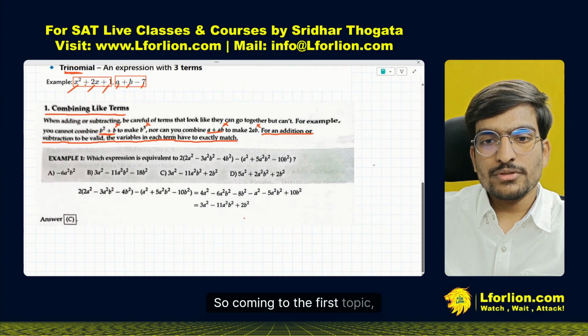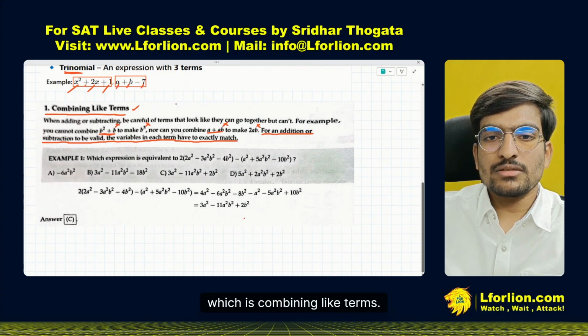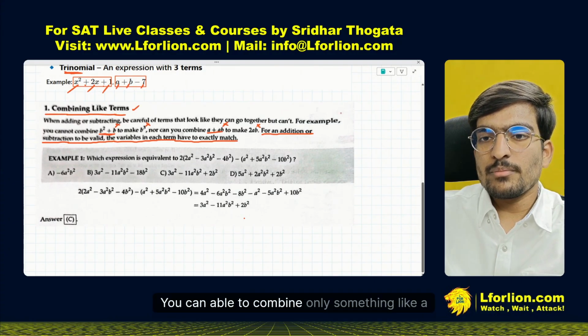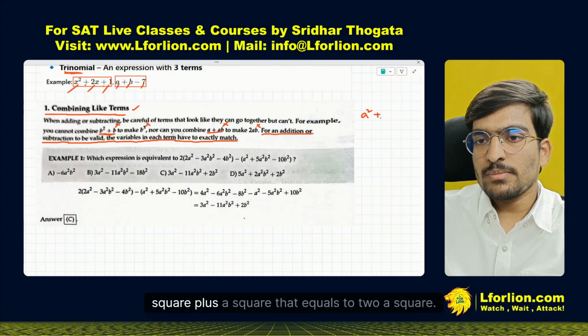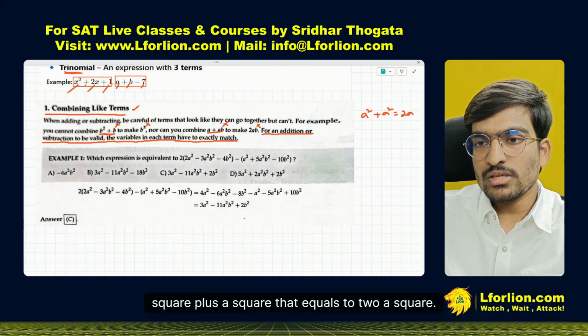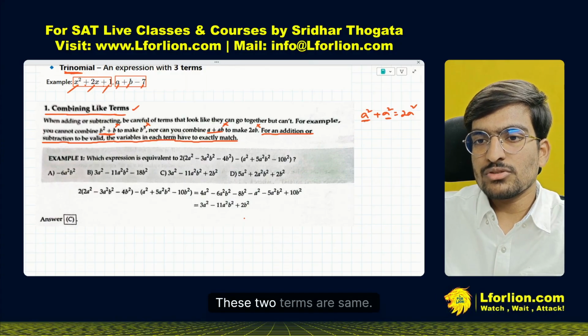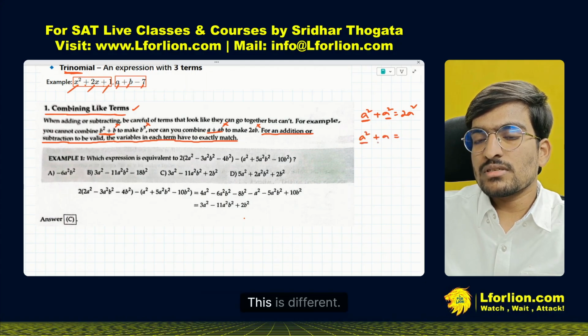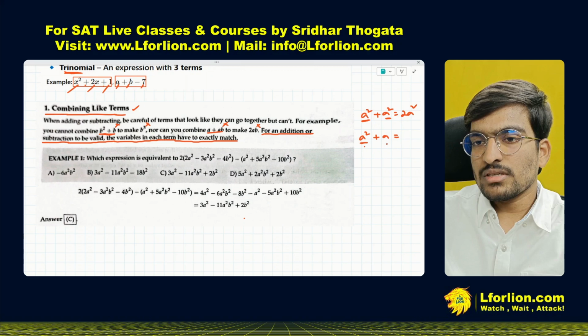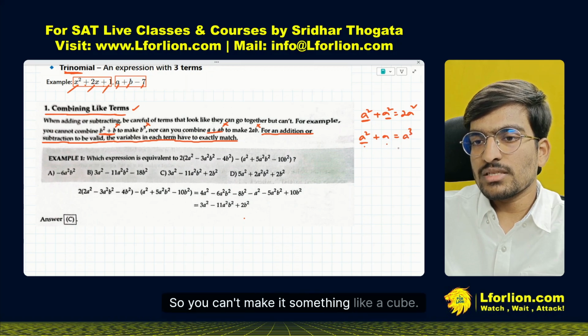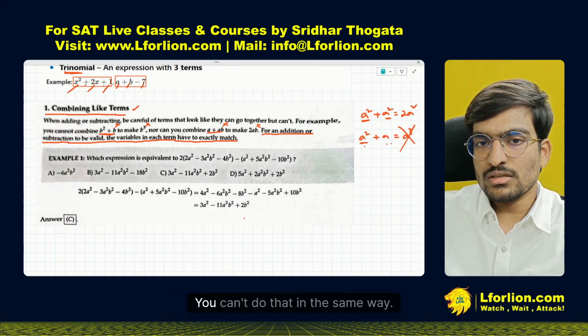So coming to the first topic, which is combining like terms, you can combine only something like a square plus a square, that equals 2a square. Here a square is completely the same. These two terms are the same, but let's say a square plus a, these two terms are not the same. This is different. A square is different, a is different, so you can't make it a cube. No, this is incorrect. You can't do that.